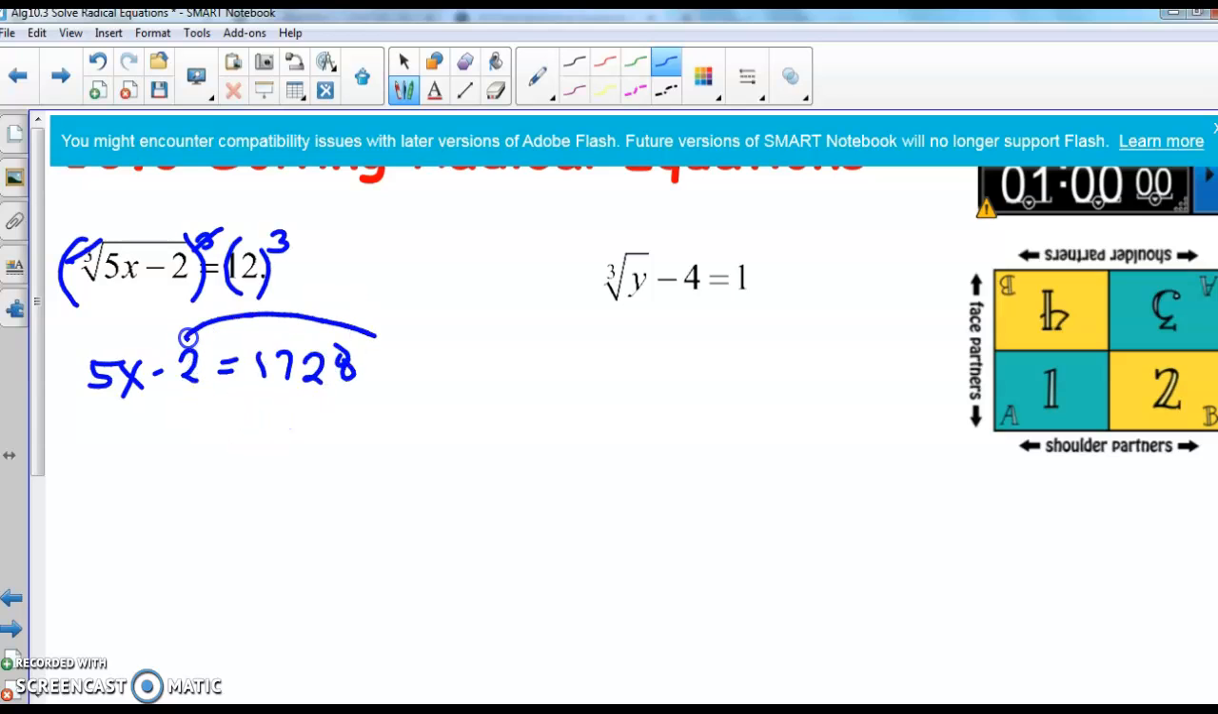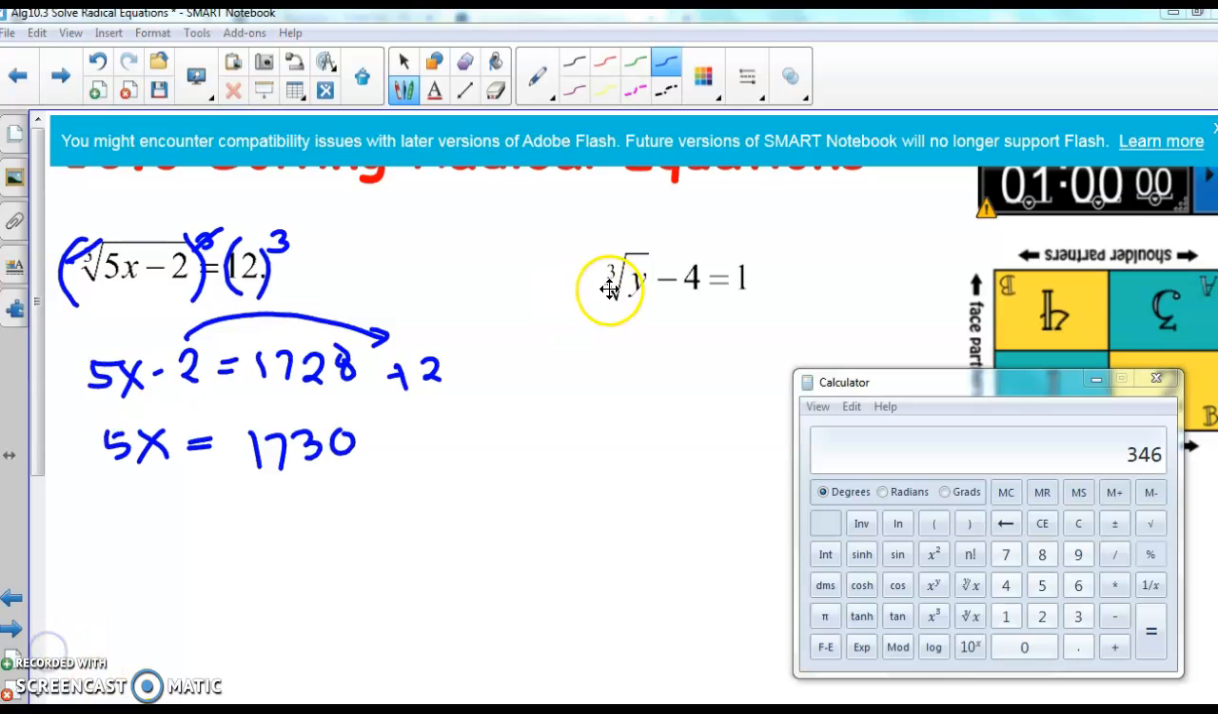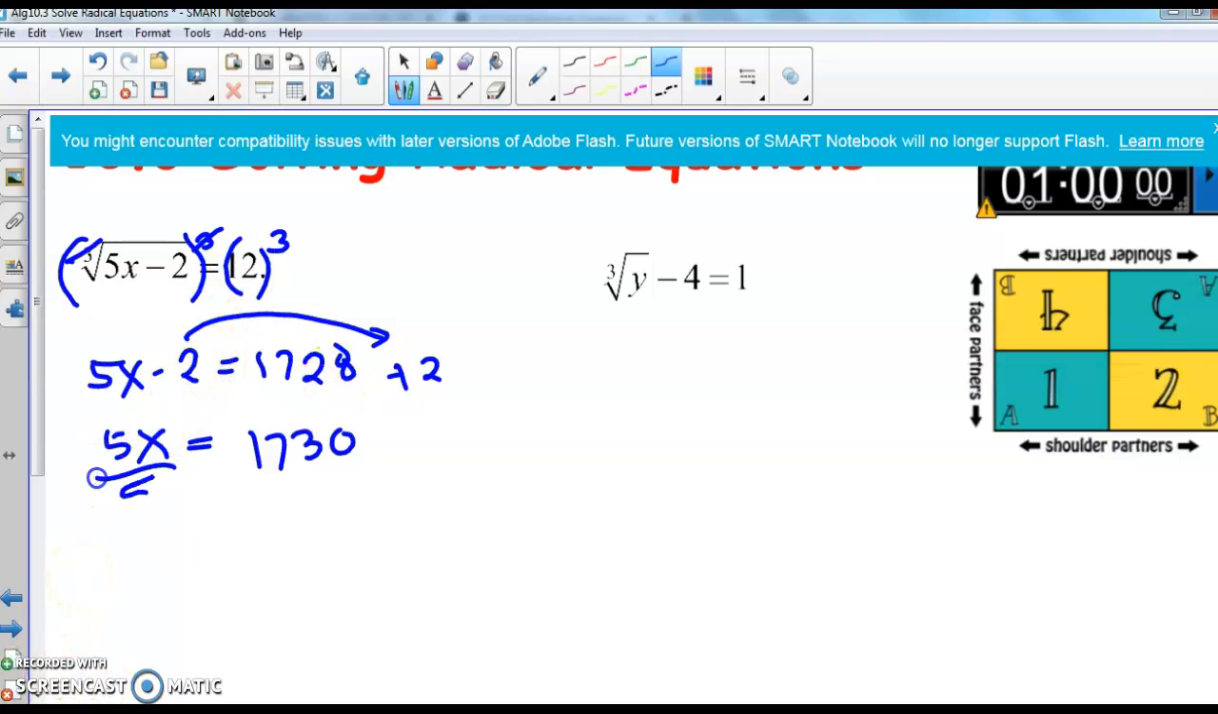So now we move the 2 over. So 5x is equal to 1730. And when you divide both sides by 5, then you will get 346.